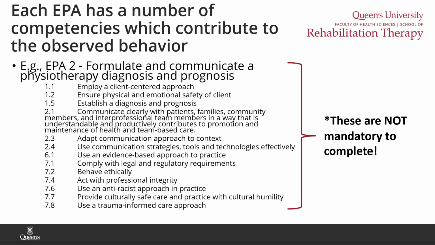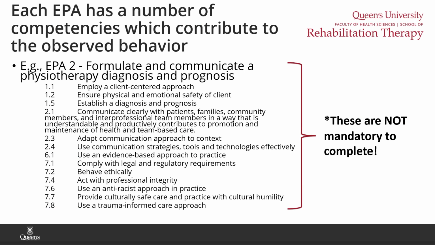As I mentioned right at the beginning, each EPA has a number of sub-competencies which contribute to the observed behavior. Those sub-competencies can be used as a guide for what kind of behaviors the student might need to demonstrate in order to achieve that EPA successfully. For example, in formulating and communicating a diagnosis and prognosis, a student would have to do a number of things in order to be effective, including coming up with the diagnosis, communicating clearly, and potentially adapting their communication.